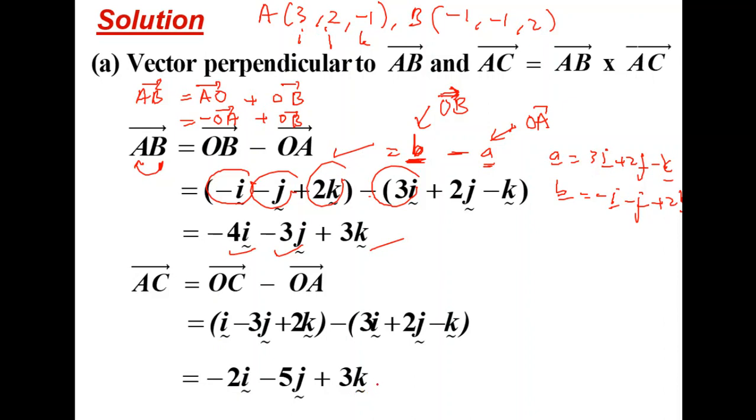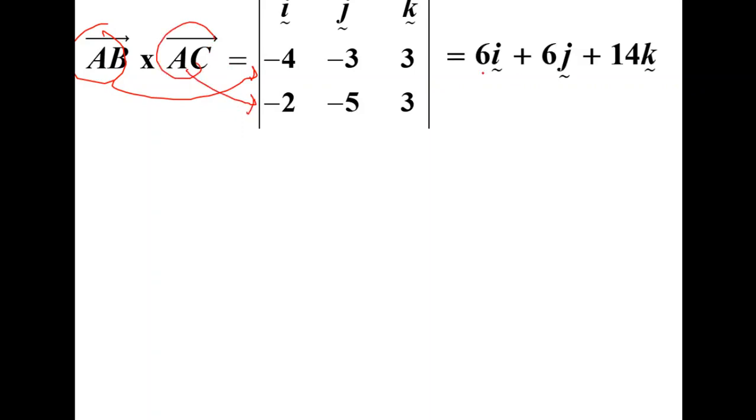It is still a vector. After you get the vectors, you need to do the cross product. Make sure to do the cross product in determinant form. The first row should be the components I, J, K, this is the second row, and this is the third row. Find and get 6I plus 6J plus 14K.